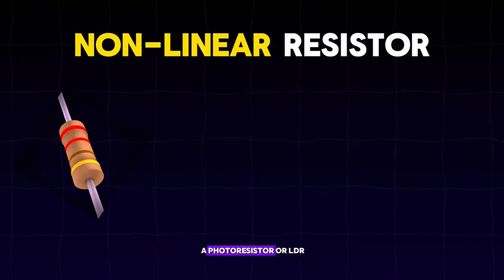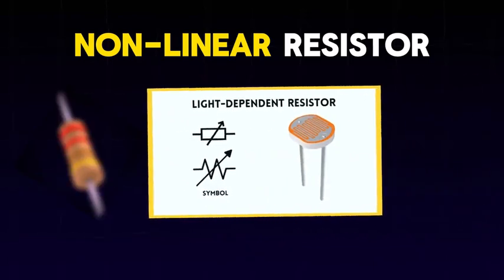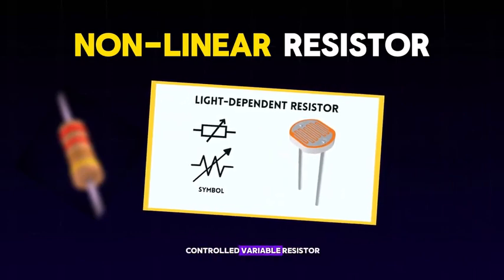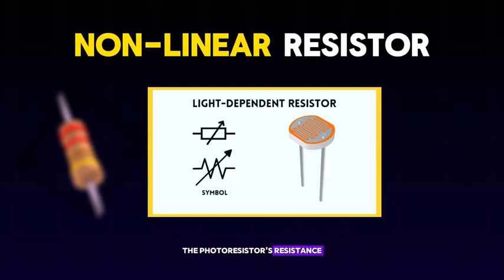The other type is a photoresistor, or LDR, known as a light-dependent resistor. LDR is a light-controlled variable resistor. The photoresistor's resistance decreases with an increase in incident light intensity. So we can say that the resistance of an LDR is inversely proportional to the light.